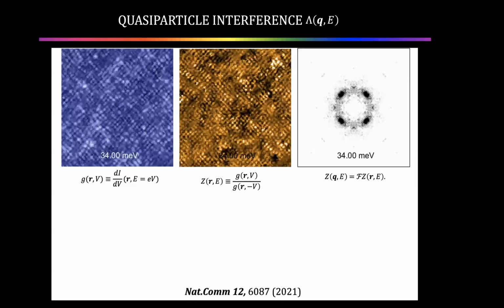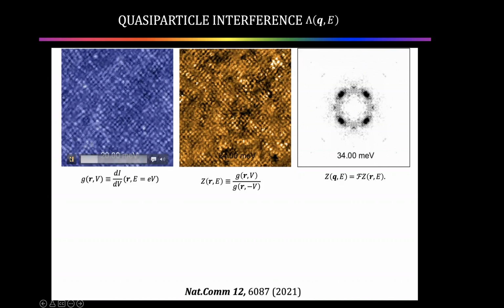So, in these compounds, we can measure density of electronic states as a function of energy. Now we're at low doping, below 10%. We take the ratio of the filled states to the empty states because there's a serious systematic problem we need to do this to avoid. And then we take the Fourier transform of this image to find the Q vectors of the scattering interference patterns.